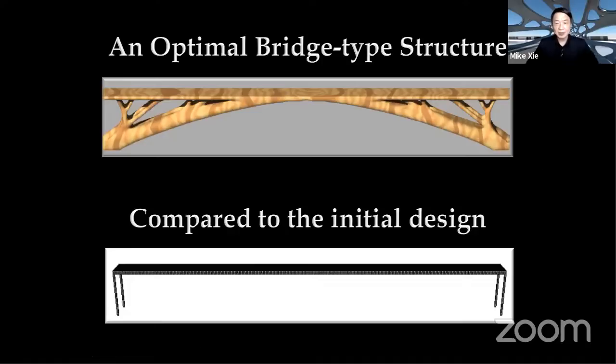Another thing I want to point out is, although we are using mechanical rules, the result we're getting is very organic and elegant. So I think this is a reason why the BESO method has become so popular with many architects. Not only can we get efficient structures, we are actually getting elegant structures at the same time.